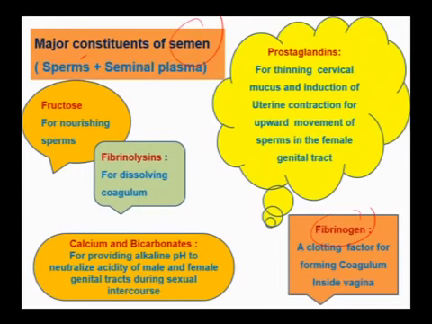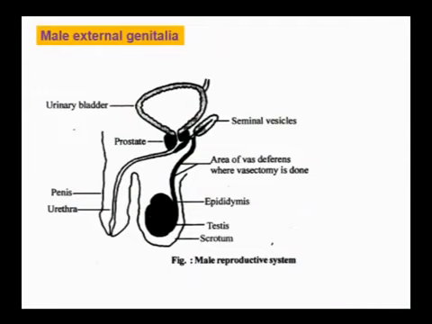So these are the components or constituents of semen, which includes sperms and seminal plasma. Coming to male external genitalia. Male external genitalia include the scrotum and penis. These are the parts of the male reproductive system considered external genitalia.